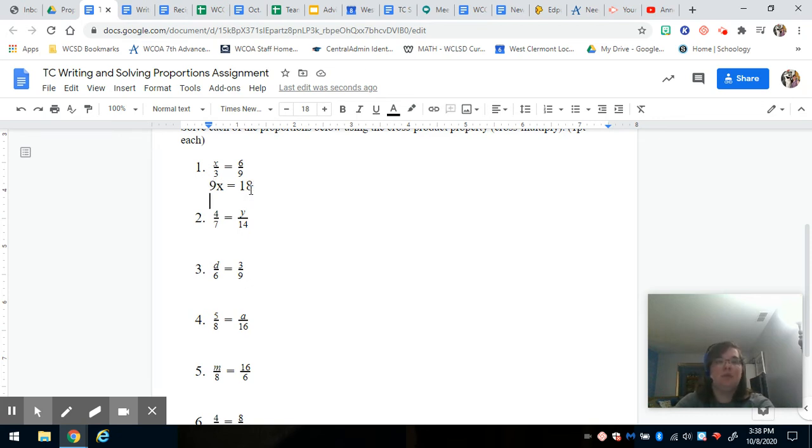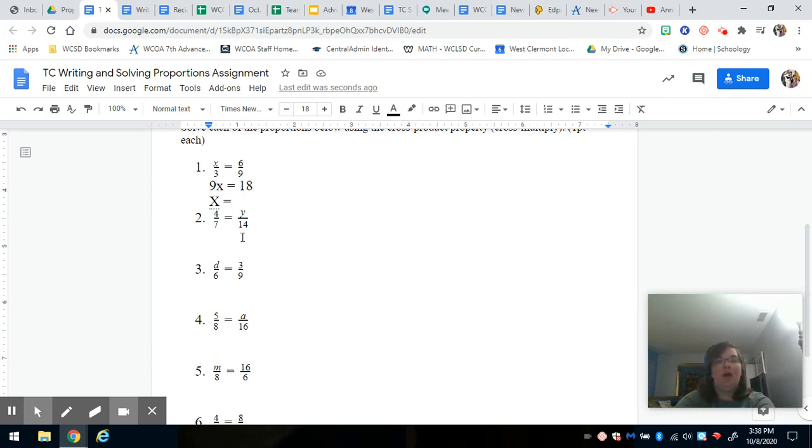The next part would be to get your variable, this letter, by itself, because it's unknown. So in order to do that, we need to divide 9x and 18 by 9. So we get rid of this 9 and get x by itself. Once we do that, we should end up with x equals 18 divided by 9. I'll let you figure that out, but just make sure you're dividing.